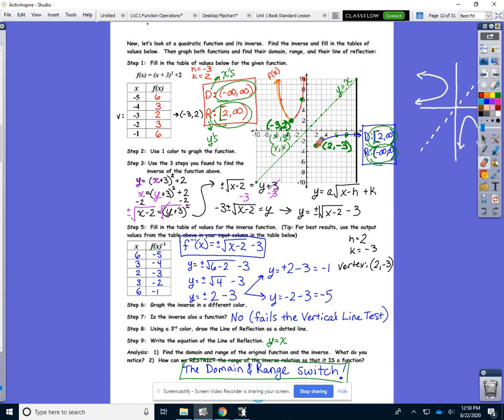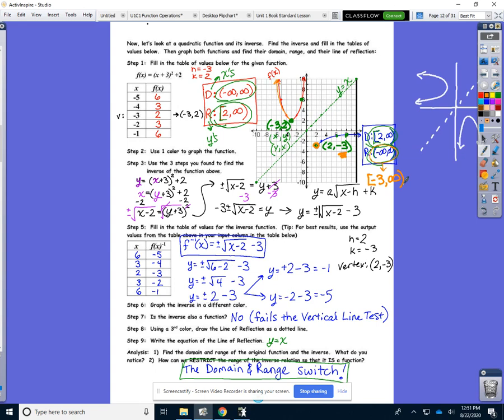If you restrict the range here, think about it. If you restrict this range and you don't make it go negative infinity to infinity, now what is the new range? So if we restrict the range, how low does this graph go now? Well, now this is the lowest point, and it has a y value of -3. So my restricted range would be -3 to infinity.